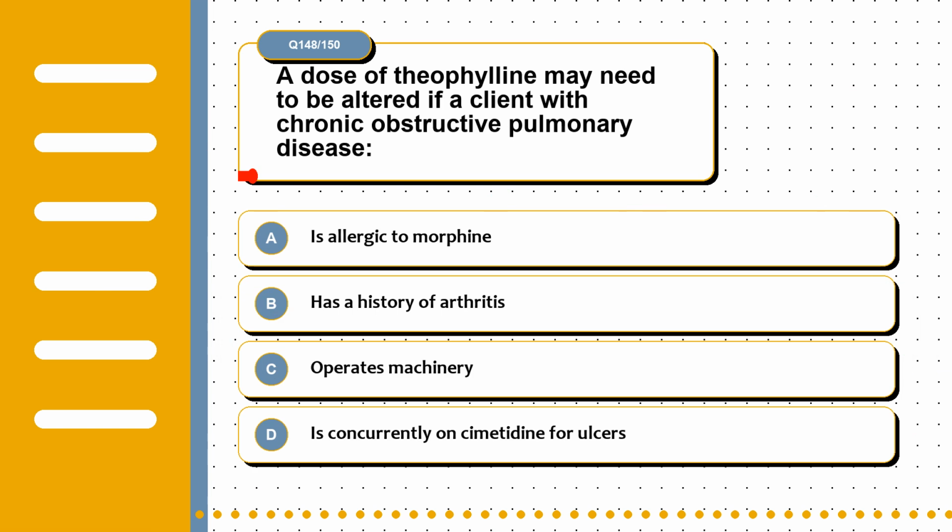Question 148. A dose of theophylline may need to be altered if a client with chronic obstructive pulmonary disease. Here are the options. Option A. Is allergic to morphine. Option B. Has a history of arthritis. Option C. Operates machinery. Option D. Is concurrently on cimetidine for ulcers.